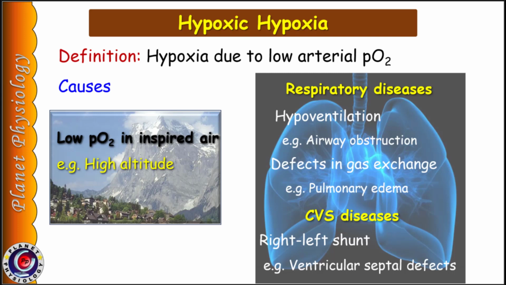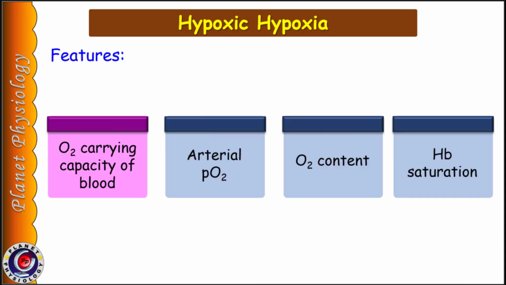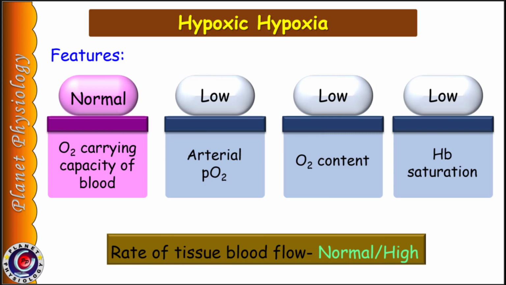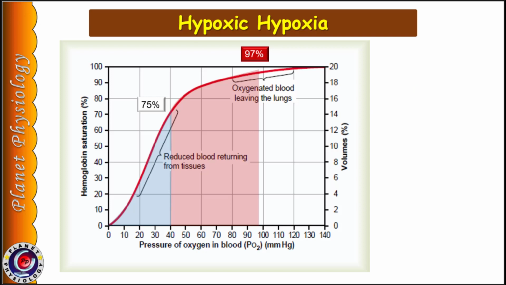So in hypoxic hypoxia, oxygen carrying capacity of the blood is normal, but arterial PO2, oxygen content, and hemoglobin saturation are reduced. Rate of blood flow to the tissues may be normal or even higher to compensate for hypoxia. Same is shown in this oxyhemoglobin dissociation curve. This is a normal curve where arterial PO2 is about 97 millimeters of mercury, and at this pressure hemoglobin is 97% saturated. Oxygen content is 20 ml per deciliter.